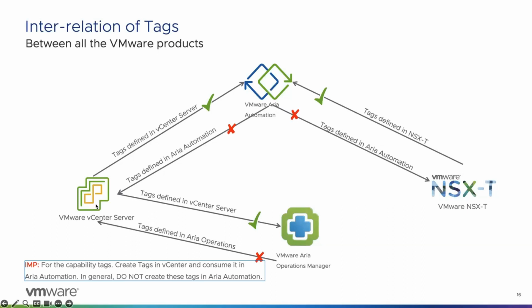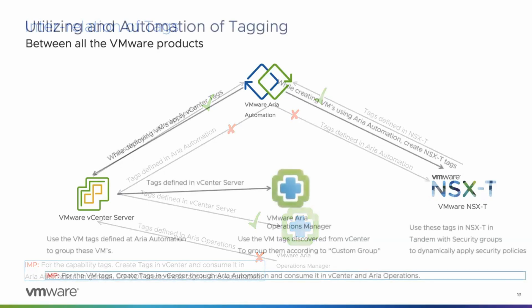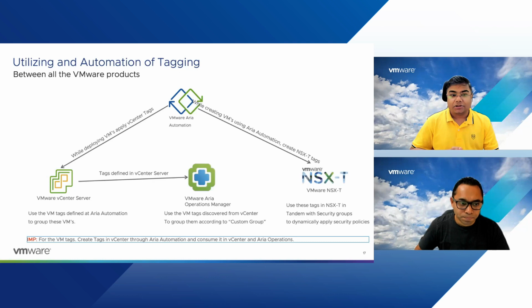The tags discovered from vCenter and NSXT are the external tags that we talked about earlier, and any tag that you define within Aria Automation is an internal tag. Aria Automation can discover tags from a vCenter server or NSXT, but the opposite is not true. This flow we need to really understand. We were talking about why different teams should come together, and you can define tags in Aria Automation, right?